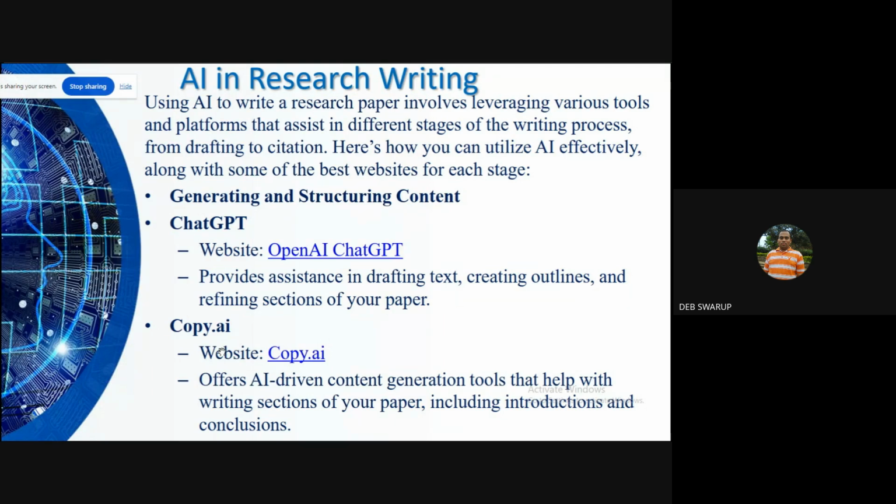Now, where we use ChatGPT: we definitely use it in creating outlines, defining sections, finding grammar errors, and all those things. Where we use Copy AI is while writing the conclusions. Generally, people use Copy AI for writing sections of the paper like conclusions. We give the introduction part and the other parts, and then we just generate the conclusions part to know which one is better.